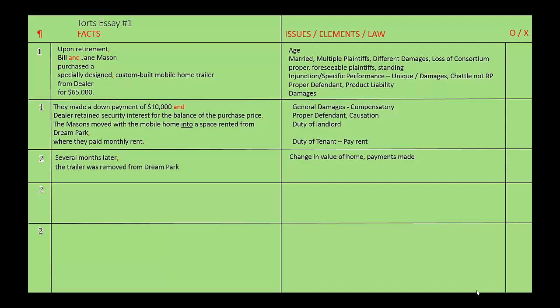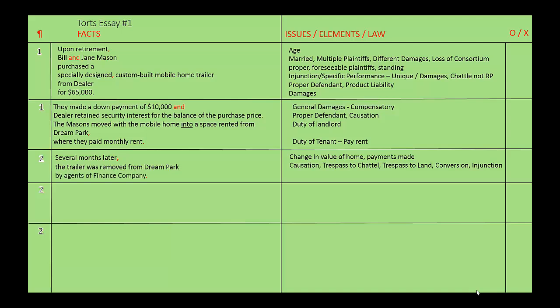So the trailer was removed from Dream Park. Okay. So we have some causation. We have an act. Trespass to chattel, trespass to land, conversion, an injunction. When something was removed, we want it back. So multiple intentional torts and parts of our negligence elements are in this 6-word fact part of this sentence.